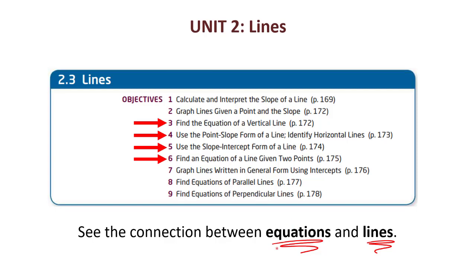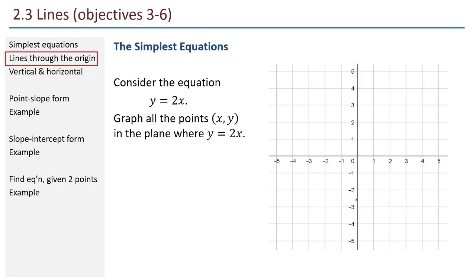The equations are something very much just symbolic, and the lines are graphical objects. Let's take a look. Let's consider some of the simplest equations that we can graph as lines and how I turn an equation into a line. So consider this equation, y equals 2x. What does this mean? I want to graph all the points (x, y) in the plane where the y value equals twice the x value.